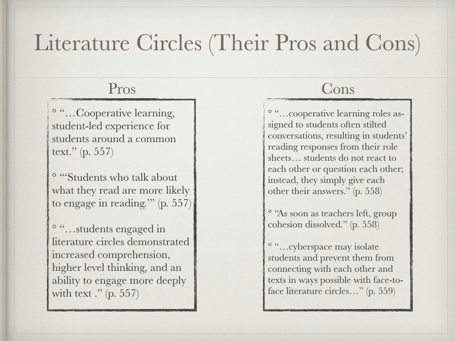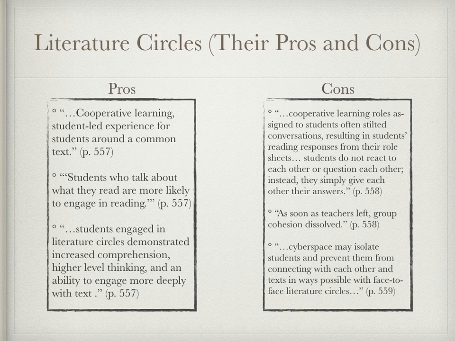Literature circles have some very obvious pros and some very obvious cons. So I listed a few that the article went over, and one of the pros is that cooperative learning is a student-led experience for students around a common text. Another one is that students who talk about what they read are more likely to engage in reading. And then finally, students engaged in literature circles demonstrated increased comprehension, higher level thinking, and an ability to engage more deeply with text. All of these are things that we want as teachers.